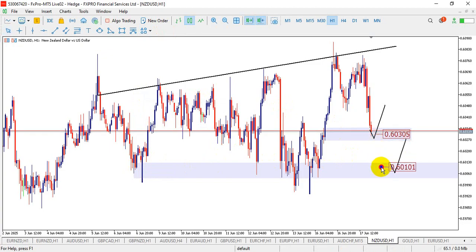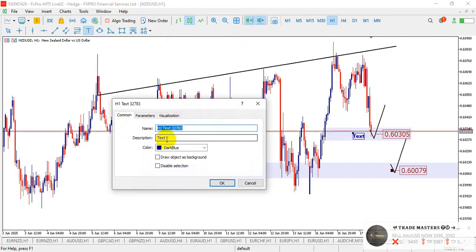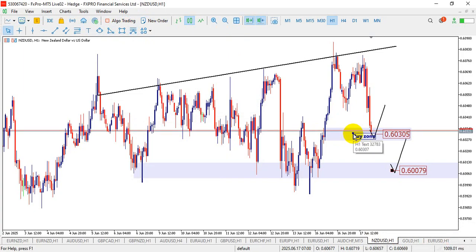Then if price could not hold that zone, look at this zone where we can see price accumulated several times. So let me put it up here, a buy on NZD USD. We have a buy zone at that point. Remember, I said we have an order block there, a demand zone, the order block.